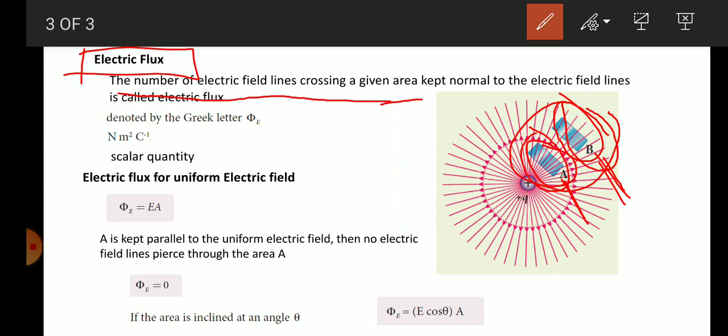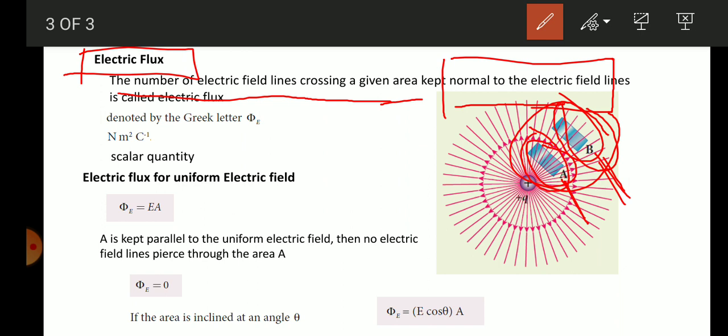Now you understand what electric flux is? The number of lines passing through a given area. Then the next important thing is that the area should be considered normal to the electric field lines. Normal in the sense of perpendicular. You have to consider an area which is perpendicular to the uniform electric field. If you consider it parallel to the uniform electric field, the flux will be zero. No lines pass through it; they will pass over it.